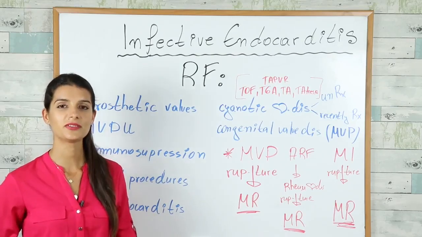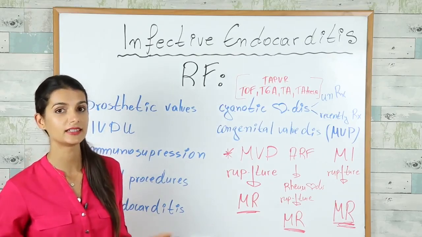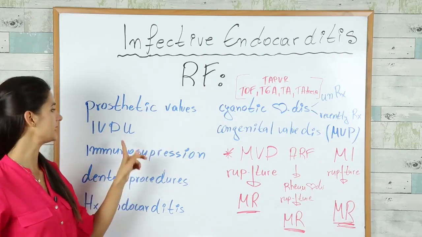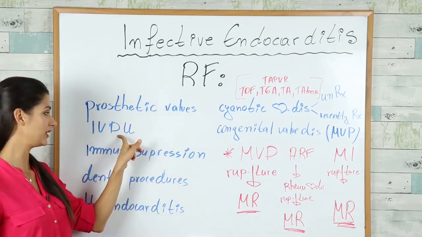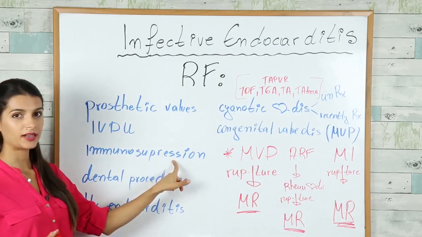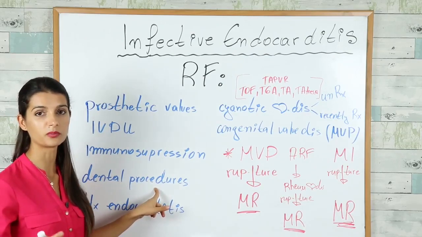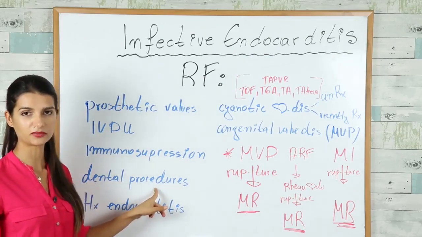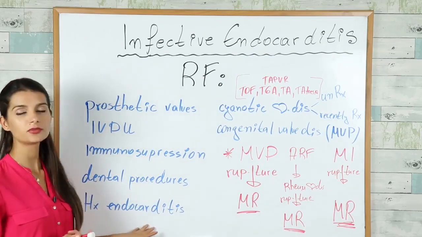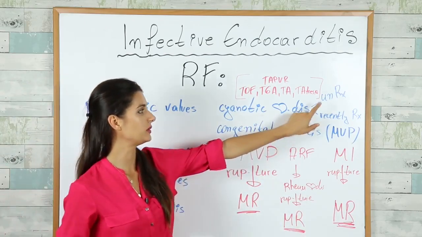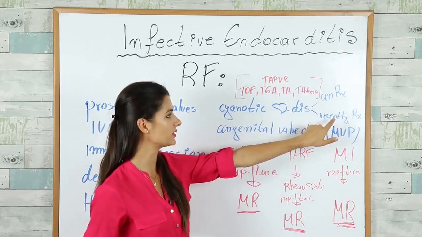Let's go over the risk factors for infective endocarditis. These include prosthetic valves being implanted in the patient, or he is an IV drug user, most commonly heroin, or he is on immunosuppression therapy, or he is undergoing dental procedures which include mucosal perforation, basically bleeding from the gums, or he has a history of previous endocarditis, or he has cyanotic heart disease which has been unrepaired or has been recently repaired.